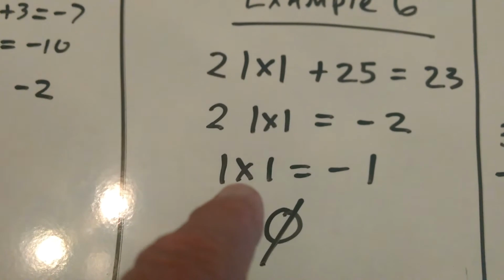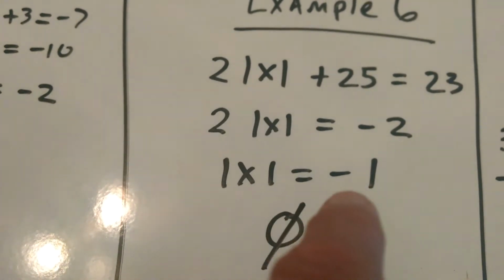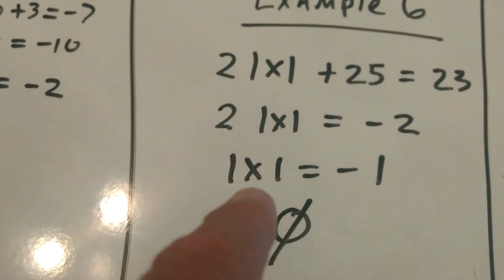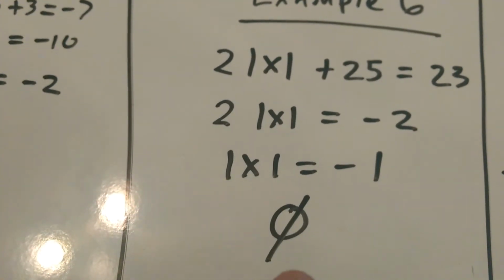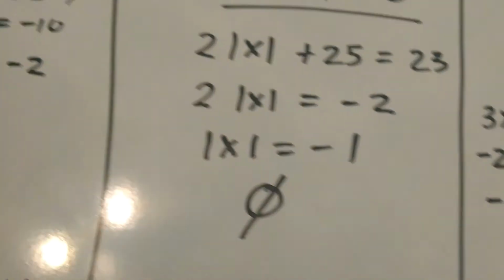Now, absolute value of x is going to be positive. How can it be equal to a negative 1 if this side is supposed to be positive? So this is no solution. You've got to check them.